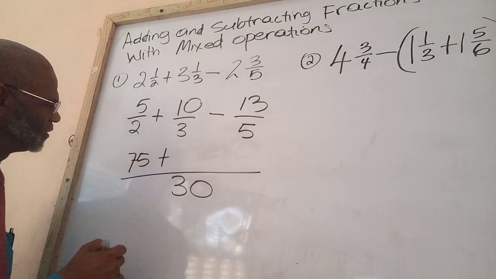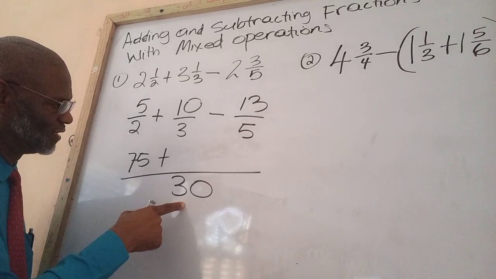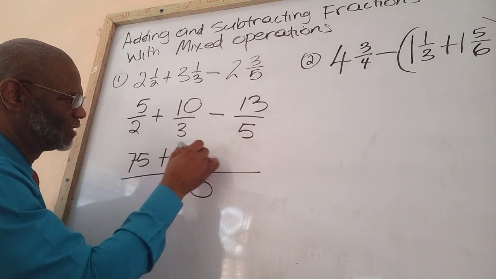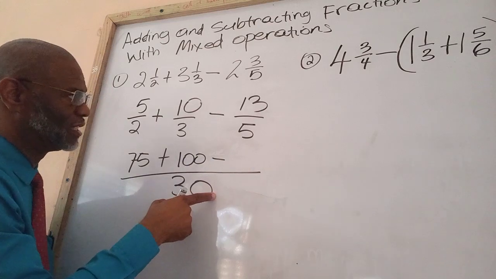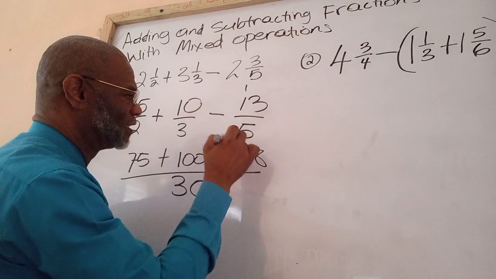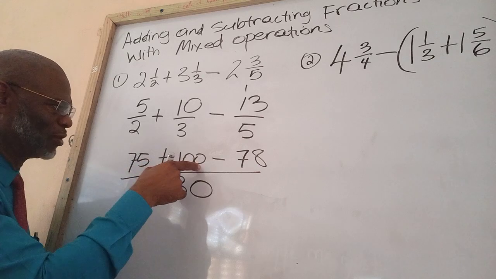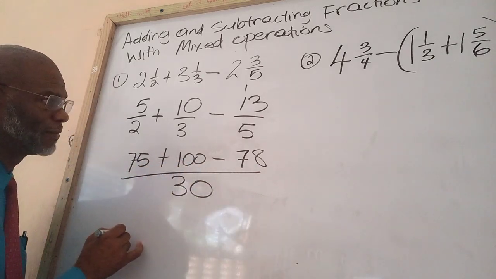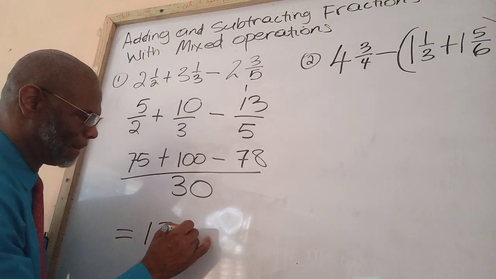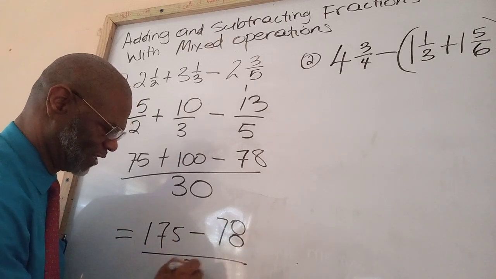Plus, 3 into 30 is 10. 10 times 10 is 100. Minus, 5 into 30 is 6. 6 times 13: 6 threes are 18, carry 1, 6 ones are 6 and 1 is 7. So that's 78. So we now have 75 plus 100, which equals 175 minus 78, over 30.